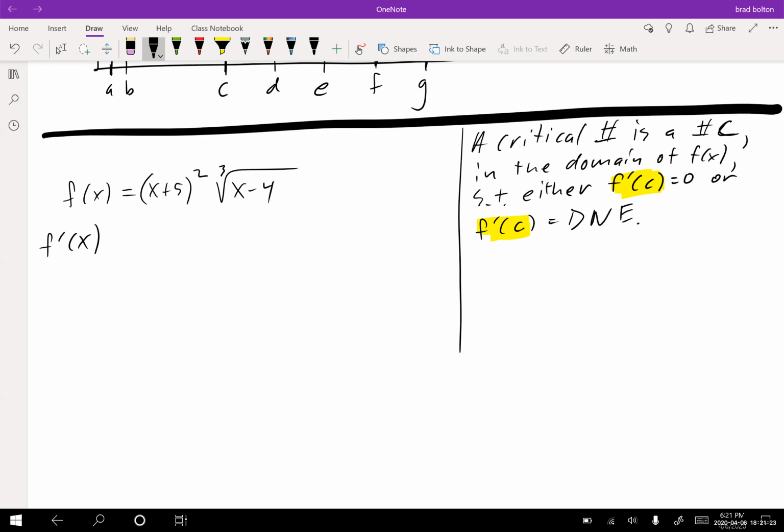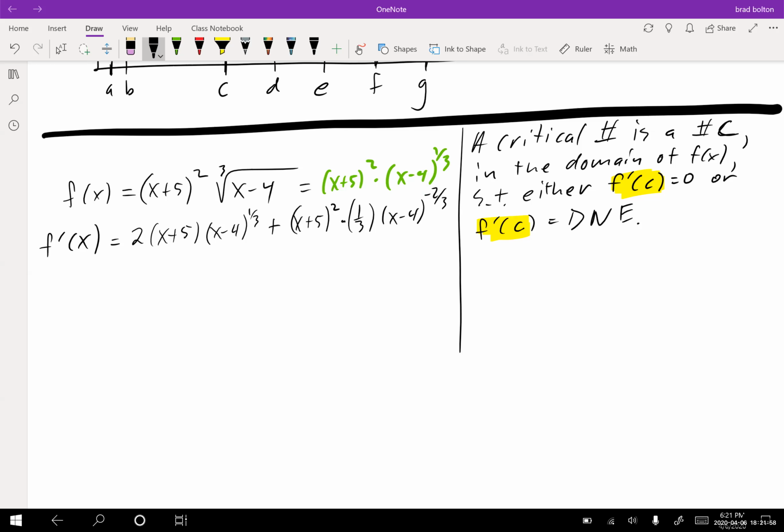So we have f prime of x is equal to, let me rewrite this first. Let's do a little rewrite over here. This is going to be (x + 5)² times (x − 4)^(1/3). Okay, so that means when I take the derivative of this, this is going to be 2 times (x + 5), rewrite (x − 4)^(1/3), plus (x + 5)² times 1/3 (x − 4)^(−2/3). Okay, so all I did was I did the product rule.